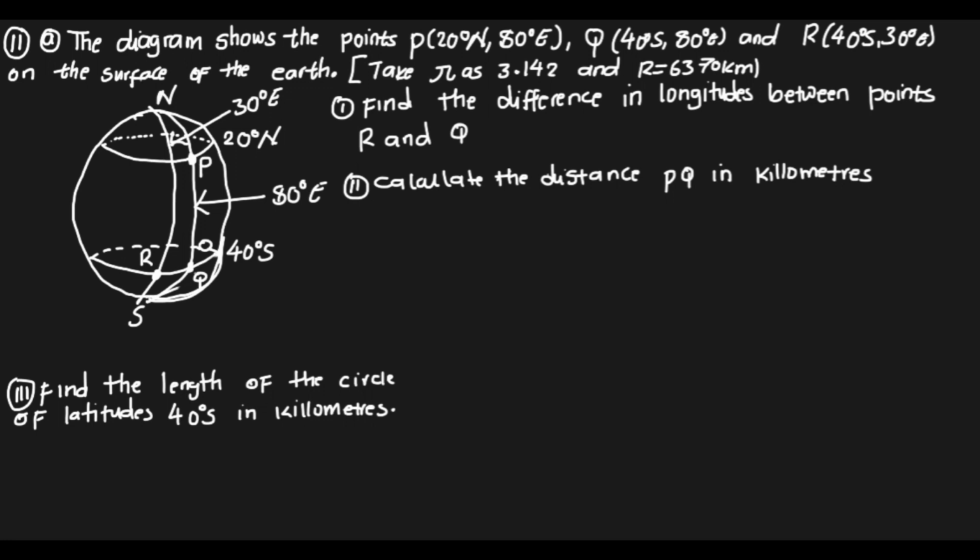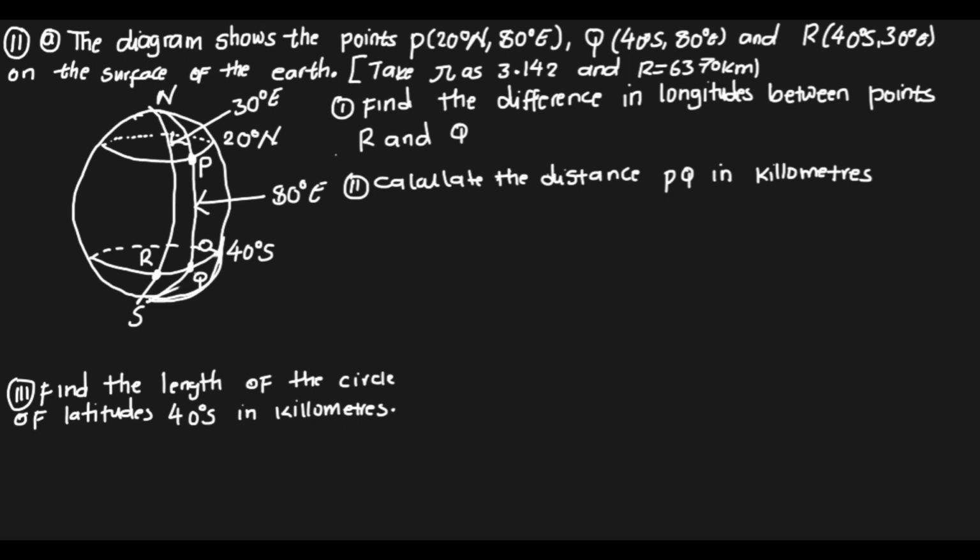The diagram below shows the points P 20 degrees north, 80 degrees east; then Q 40 degrees south, 80 degrees east; and R 40 degrees south and 30 degrees east on the surface of the earth. Take pi as 3.142 and radius 6370. Now we will have 3 points P, Q and R.